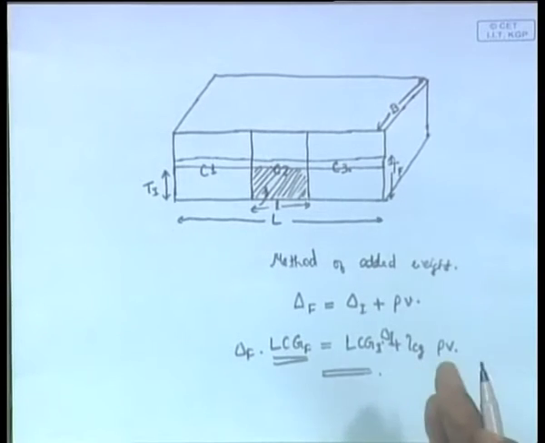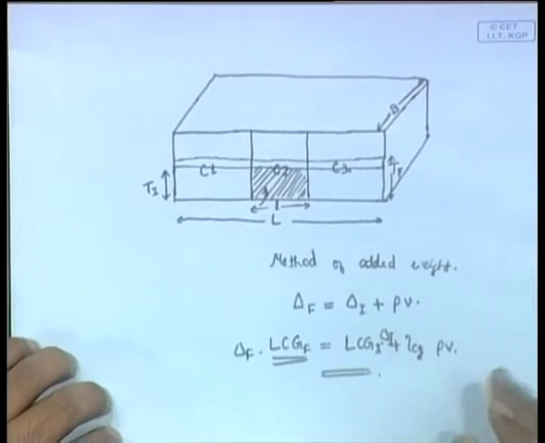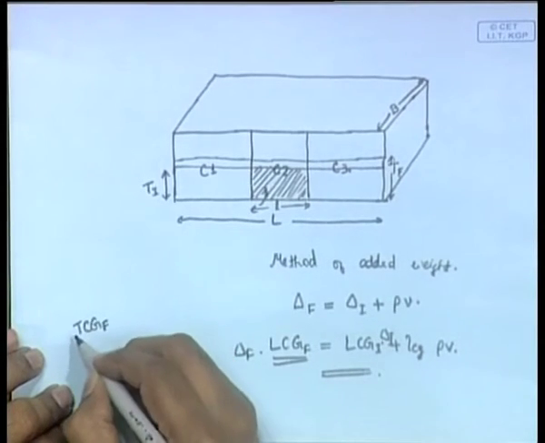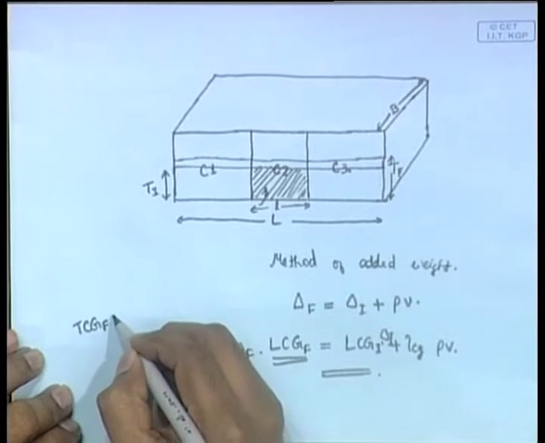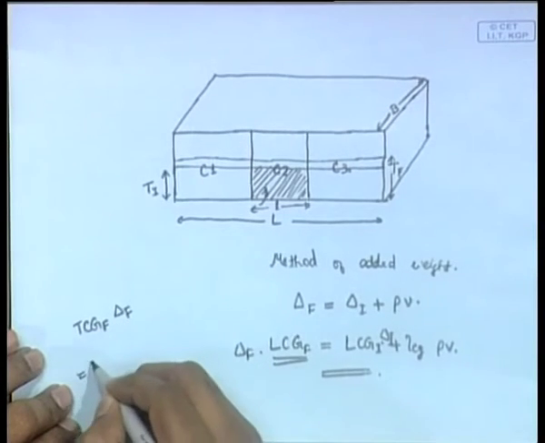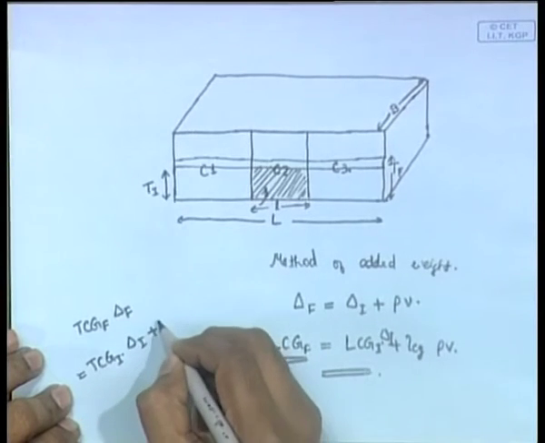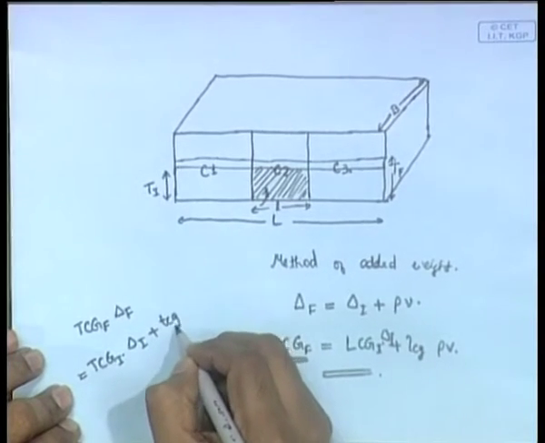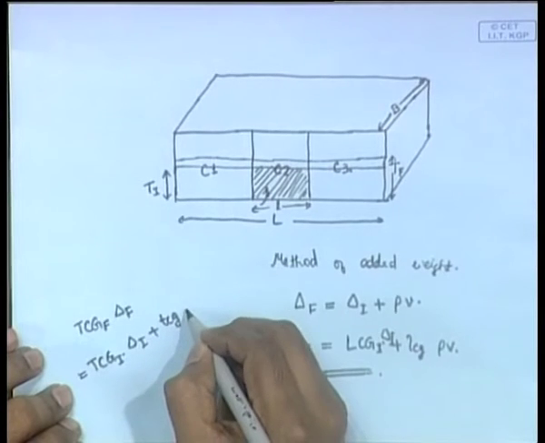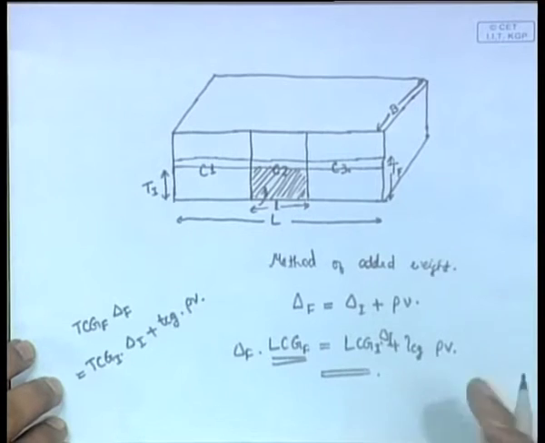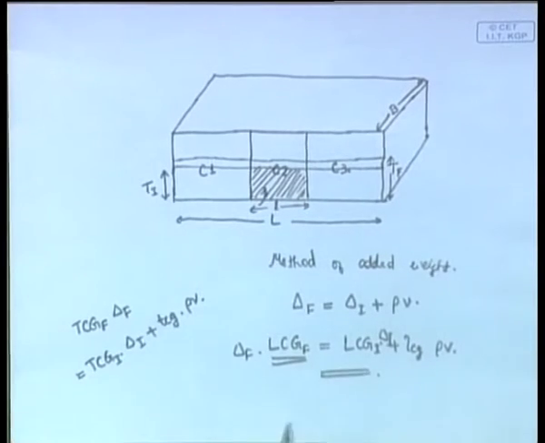So your LCG has now changed as a result of the new water that is added to the ship, and of course you can write similarly TCG final into delta final will be equal to TCG initial into delta initial plus TCG into rho v. So, in this case you have the transverse, and similarly you can write for the vertical center of gravity. So, this is what happens in the case of added weight.